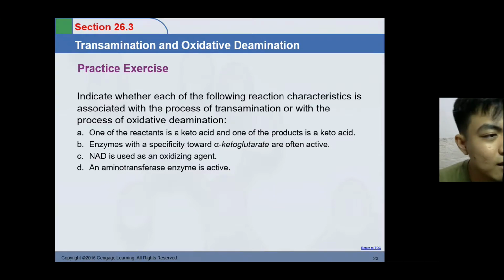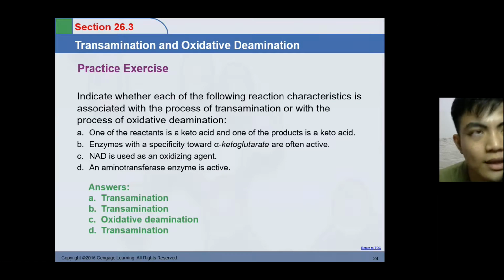For letter C, NAD is used as an oxidizing agent. So, kapag gumagamit ka ng NAD, tandaan, oxidative deamination yan. Okay? And then lastly, you have an aminotransferase enzyme that is active. That's transamination pa rin. Okay? So, basta ang clue lang dito, pag gumamit siya ng NAD, ano na yan, oxidative deamination. Pero kapag nakita nyo may mga transferase, no? May mga enzyme, may mga ketone acids, ayun ay transamination process. Okay? So, ganun lang.